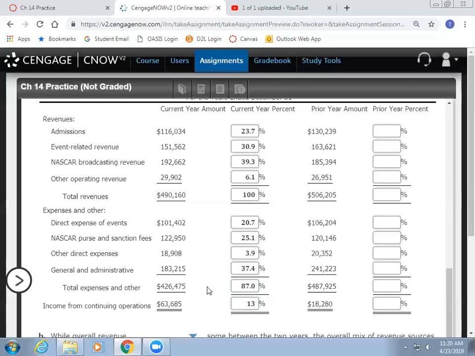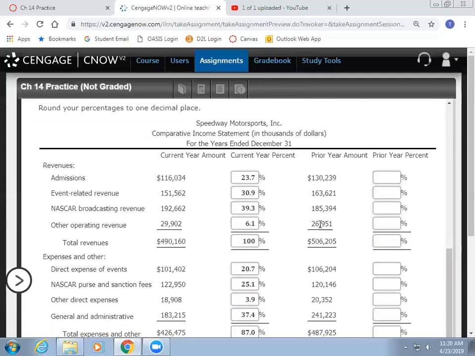So that's all for the current year. Then if we go to the prior year, we would do the same thing. Over here on the right-hand side, we're dividing by our new total revenues. So you would take 130,239 divided by 506,205. Everything for the prior year will be divided by 506,205, and we'll pop those in. Lots of math in this chapter.